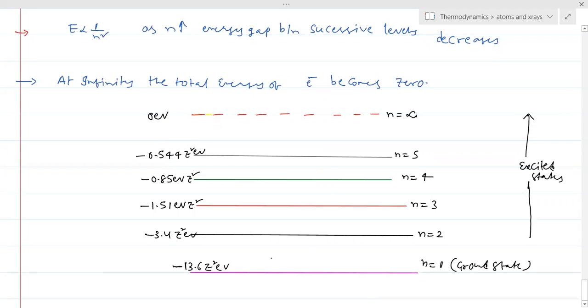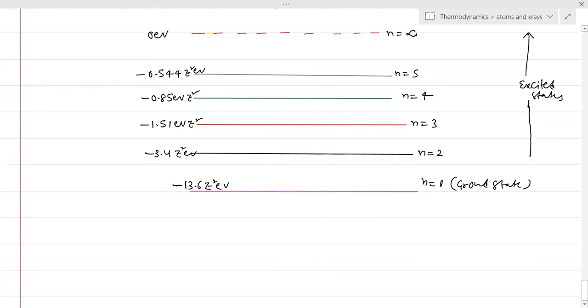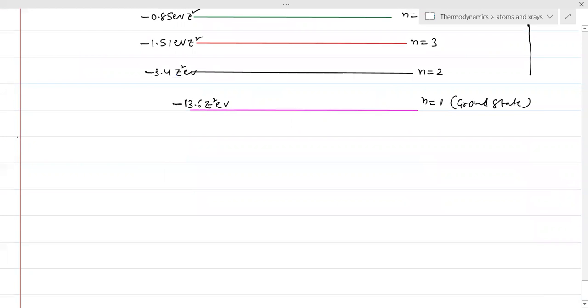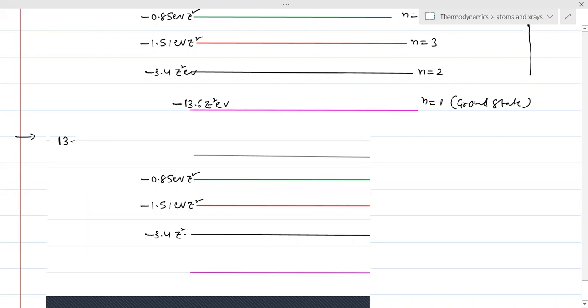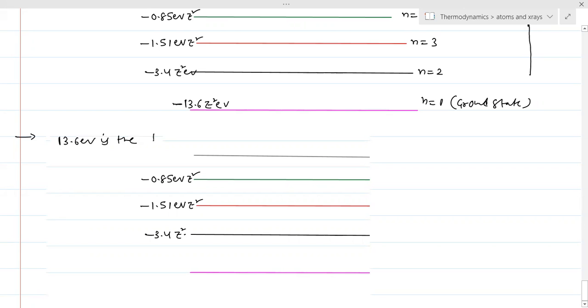So these values you have to remember. Suppose here, we know that minus 13.6 electron volts is the energy of the electron in the ground state of the hydrogen atom. And therefore, plus 13.6 electron volts is called the ionization energy, the first ionization energy.